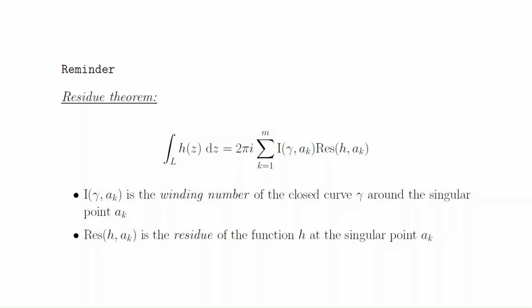One is the winding number of the closed curve gamma around the singular point a sub k, and the other one is the residue of h at the singular point a sub k. Multiply these two quantities for each singular point, add the products of all singular points, and multiply the result by 2 pi I. According to the residue theorem, this gives you the result of the desired complex line integral.